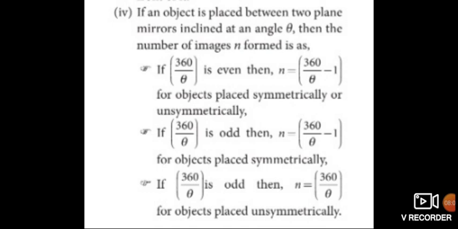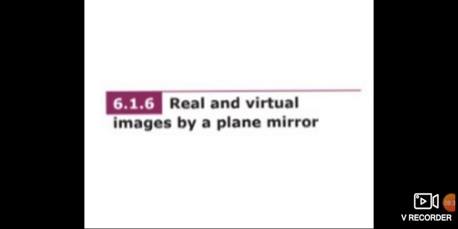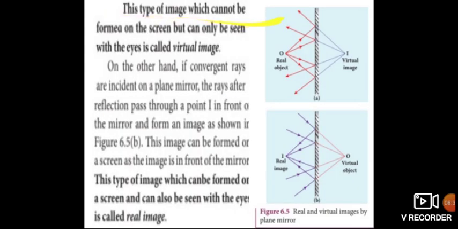If 360 divided by theta is odd, then n is equal to 360 divided by theta minus 1 for an object placed symmetrically. If 360 divided by theta is an odd number, then n is equal to 360 divided by theta for an object placed unsymmetrically.